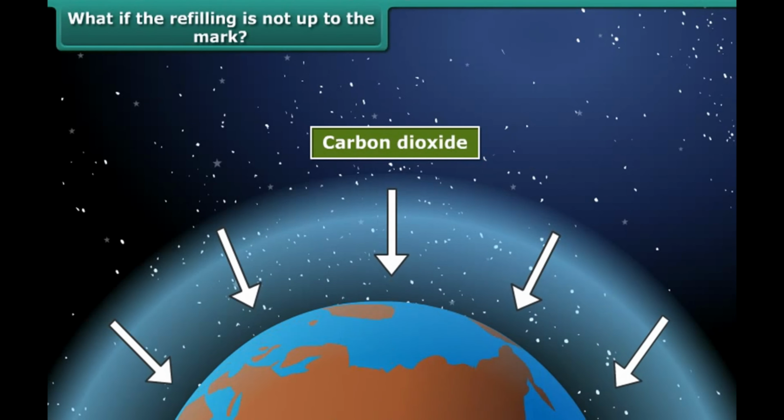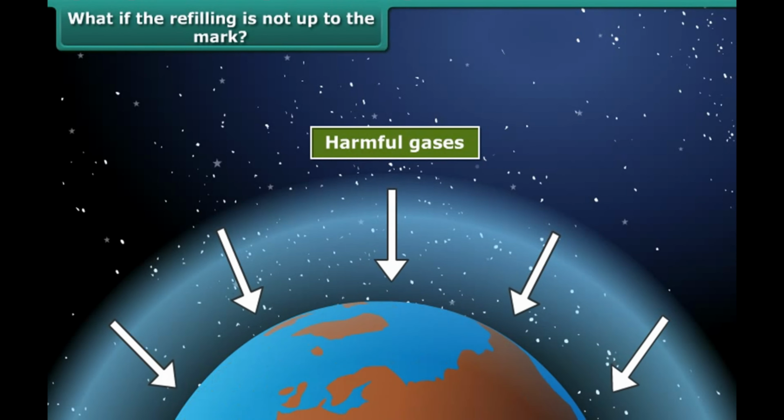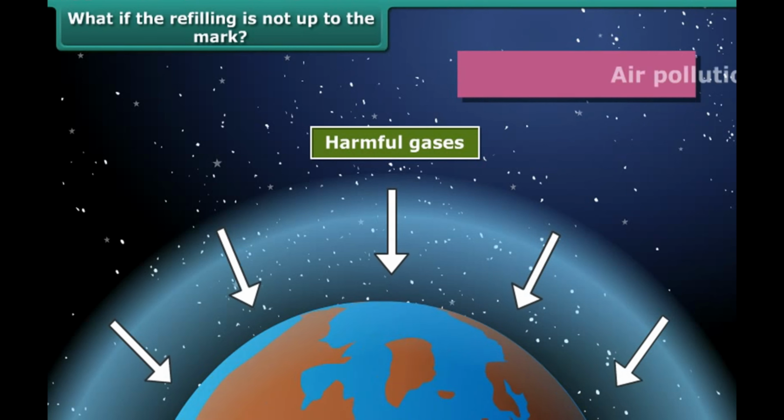What if carbon dioxide is pumped more into the atmosphere and it is beyond the capacity of plants to maintain the carbon dioxide-oxygen balance? What if other harmful gases are released in the atmosphere? The answer is, it results in air pollution.